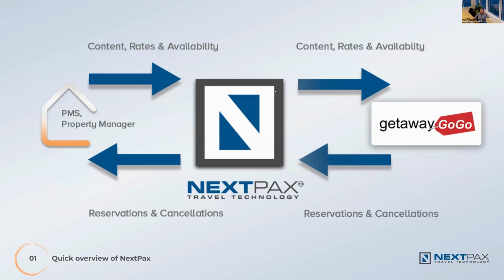And then a little bit towards the technicality. So from your PMS, we would distribute your content, rates, and availability into our channel management software, and that goes out towards channels such as getawayGoGo. They would get our content, rates, and availability and implement that on their website. And when users and travelers on getawayGoGo make bookings or cancel those bookings again, we would sync that in our channel management software and bring that back. And this is a grand scheme overview.